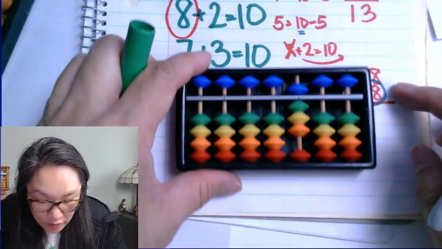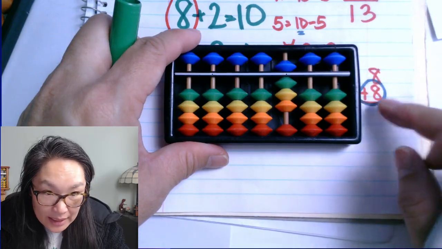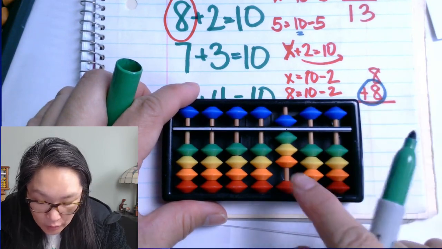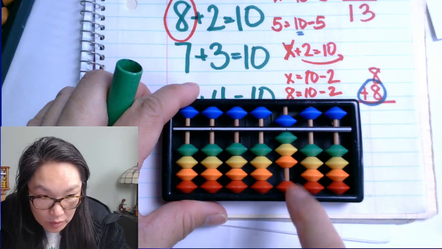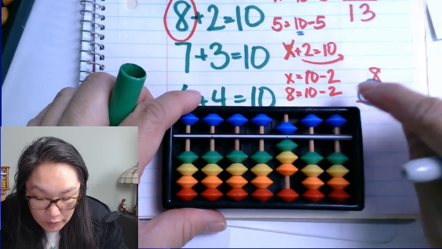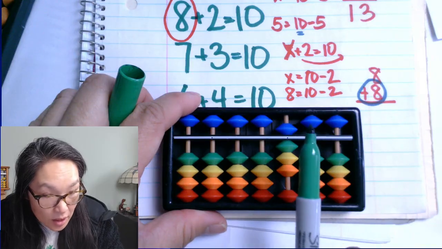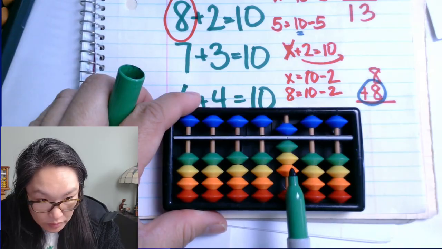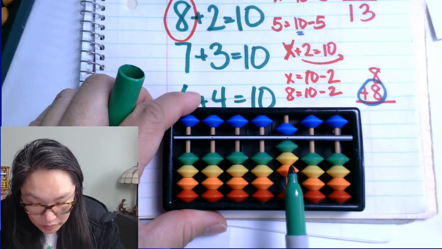If I have 8 already in my abacus, and I want to add another 8, do I have enough? Do I have enough to add an 8? No, I only have one bead. So what do I do? I have to go to my formula. My formula says, I got to go to the 10, take away the 2. So I plus the 10, take away the 2.